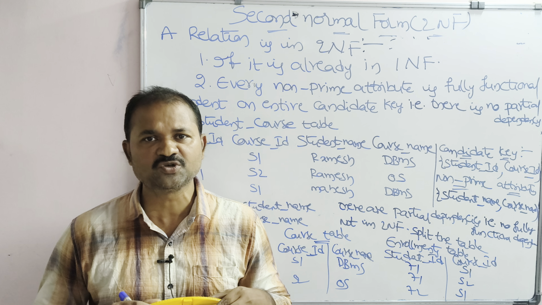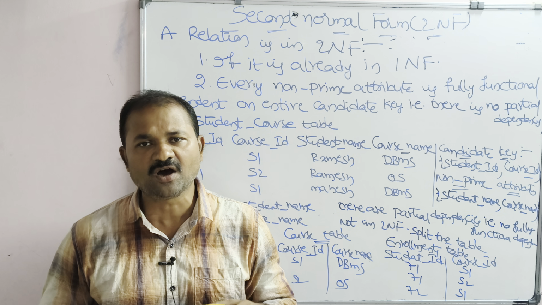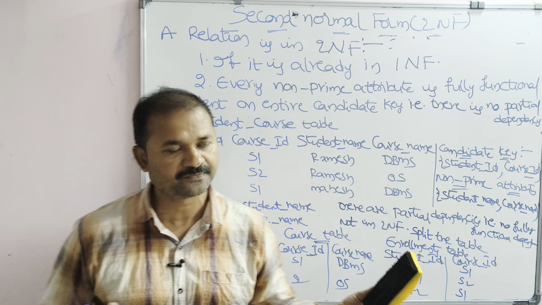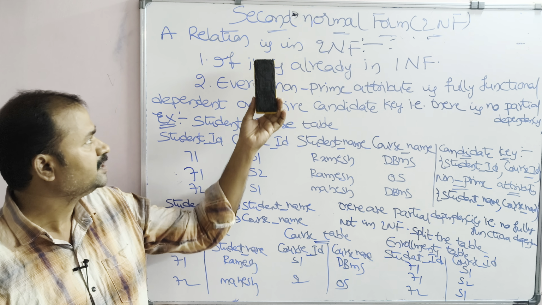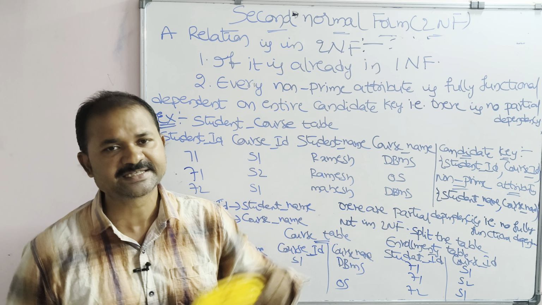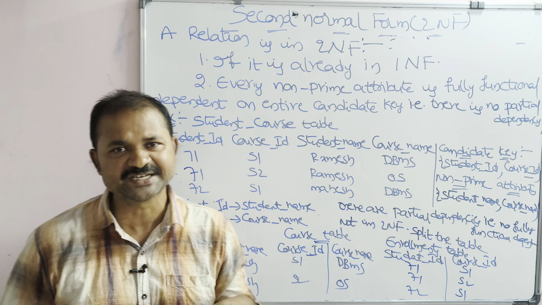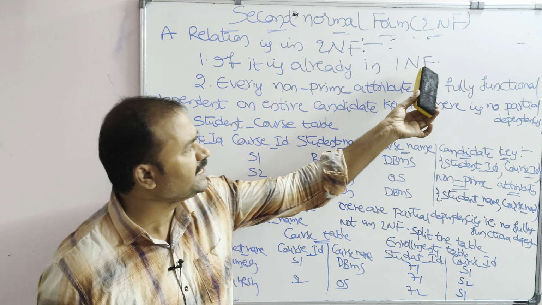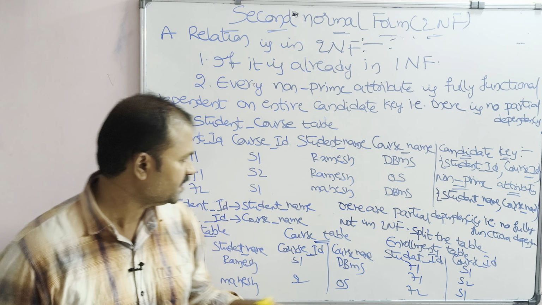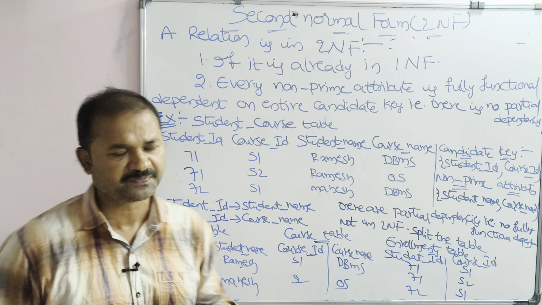Let us discuss second normal form. In short, we can call it 2NF. A relation or table is said to be in second normal form if it satisfies two conditions. The first condition is that it is already in first normal form. Here the table is already in the first normal form.